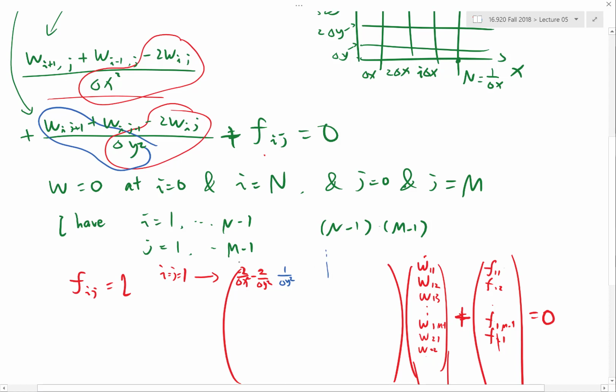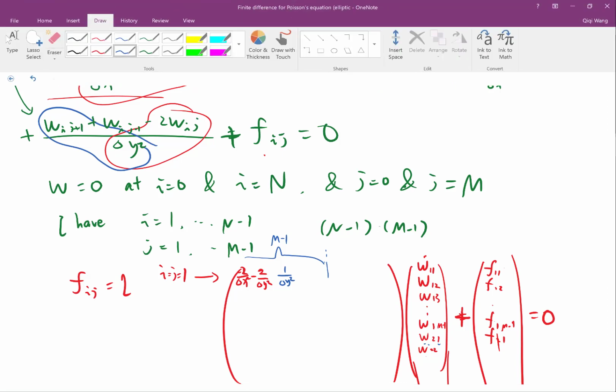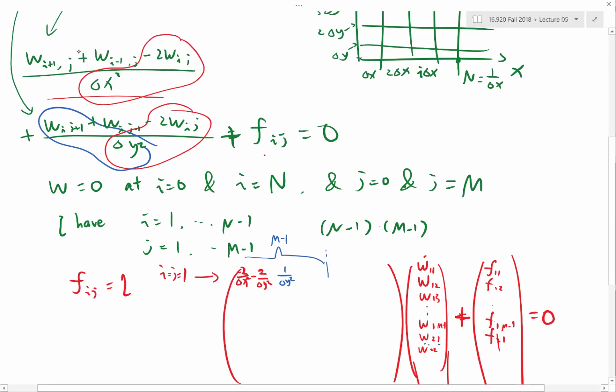So all the way up, here we have a block of m minus 1 numbers, but starting from the mth number it is different, because now I'm multiplying by Wi2. At that point, I need to find the one corresponding to Wi+1,j, which is this, and there I have 1 over delta x squared. So that's how I find the first row.